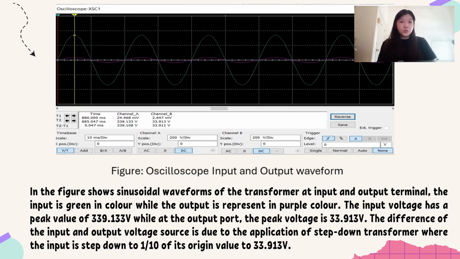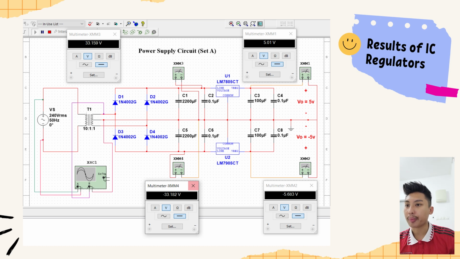The figure shows the sinusoid waveform of the transformer at the input and output terminals. The input is green in color while the output is represented in purple. The input voltage has a peak value of 339.133, while at the output port the peak voltage is 33.913. The difference between the input and output voltage is due to the step-down transformer, where the input is stepped down to 1/10 of its original value, 33.913. Next, we'll go through the results for the IC regulators.